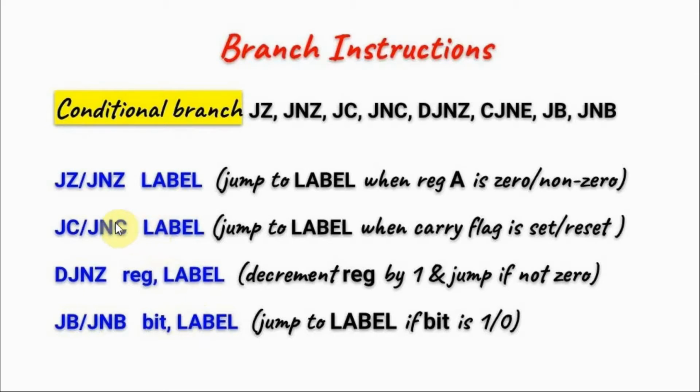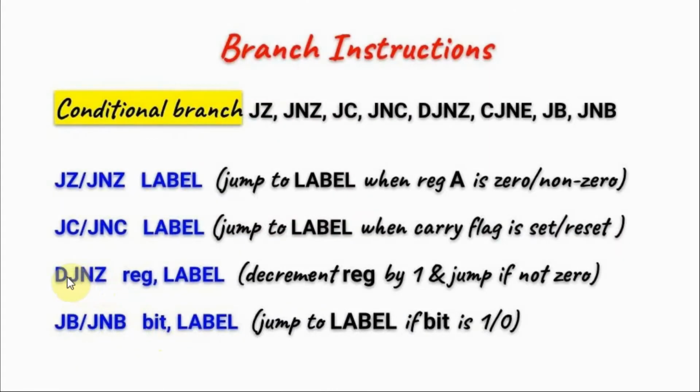The next branch instructions are the jump on carry and jump on no carry instructions. Jump on carry label means jump to label when the carry flag is 1. Jump on no carry label means jump to label when the carry flag is 0.